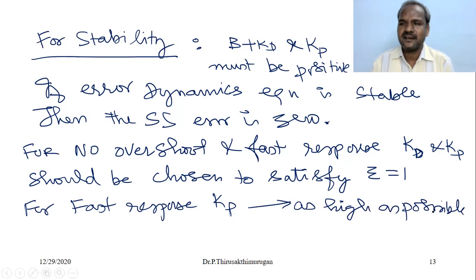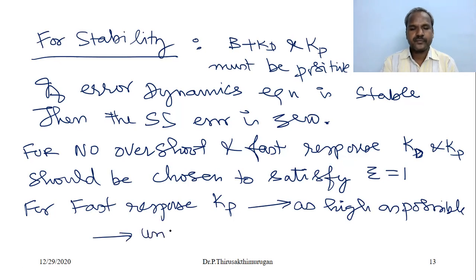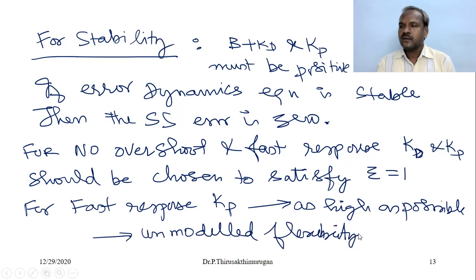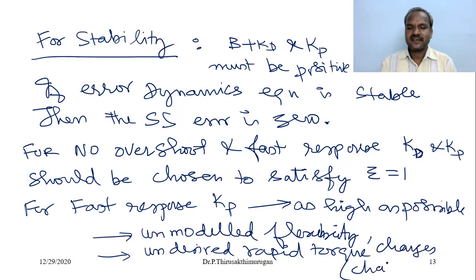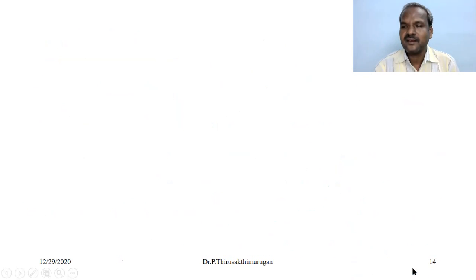But that is subject to practical issues, such as unmodeled flexibility, then undesired rapid changes in torques. Rapid torque changes are called chattering. And vibrations of the structure due to the unmodeled flexibility in the joints and links, as well as possibly even instability due to the finite sampling rate frequency.